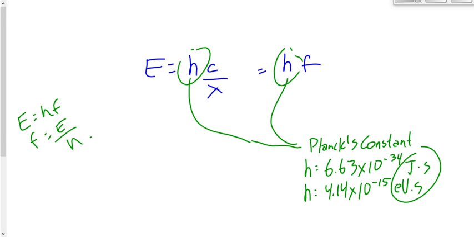Last thing I'm going to say, guys, not going to do a problem here: which value of Planck's constant do you use? It depends. If your energy is in joules, you use the first one. If your energy is in electron volts, you use the electron volt one. Most times, it doesn't matter which one you use. There are a couple of situations where you've got to use joules, and I'll make sure I point those out when we get to them.